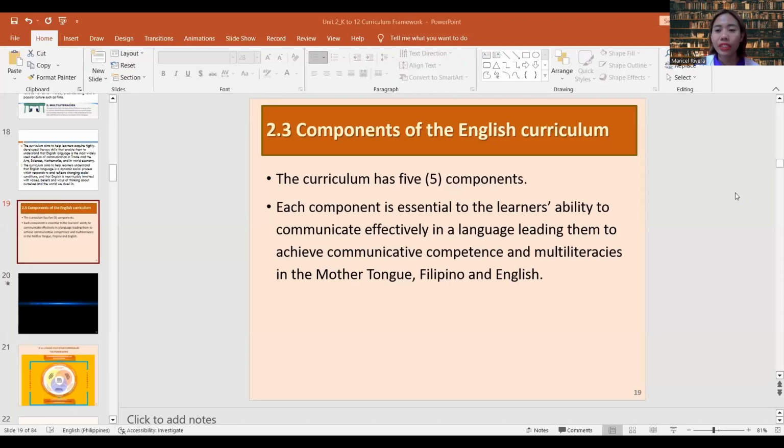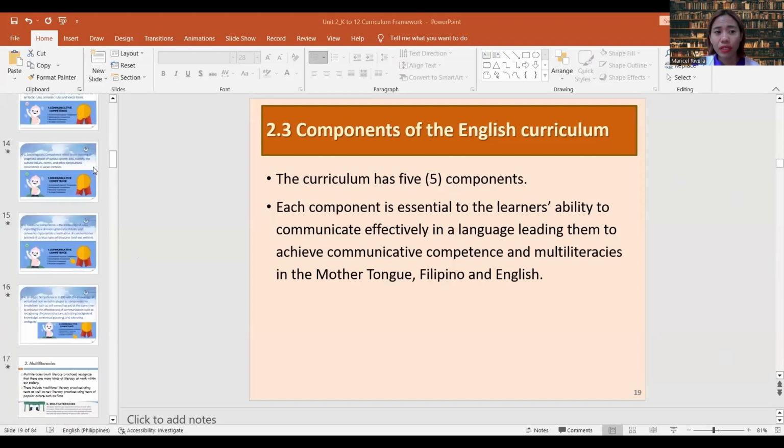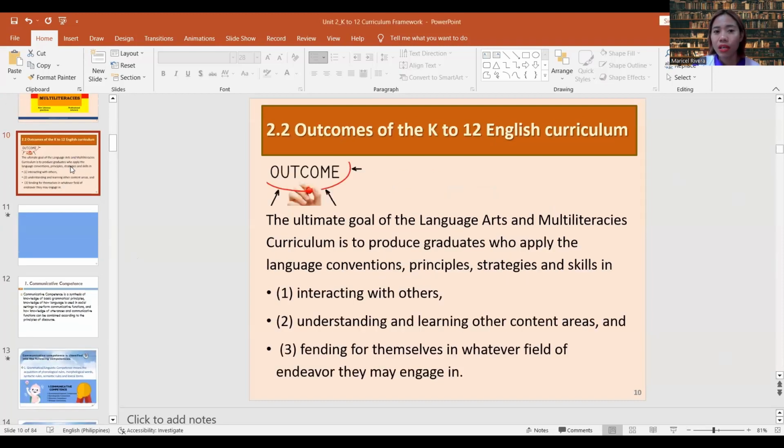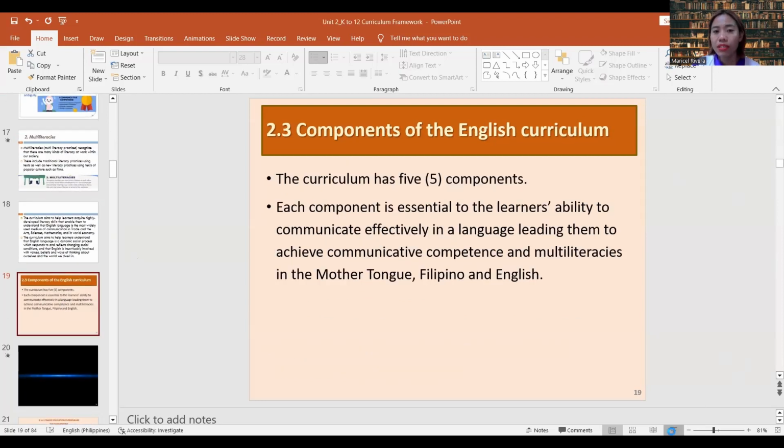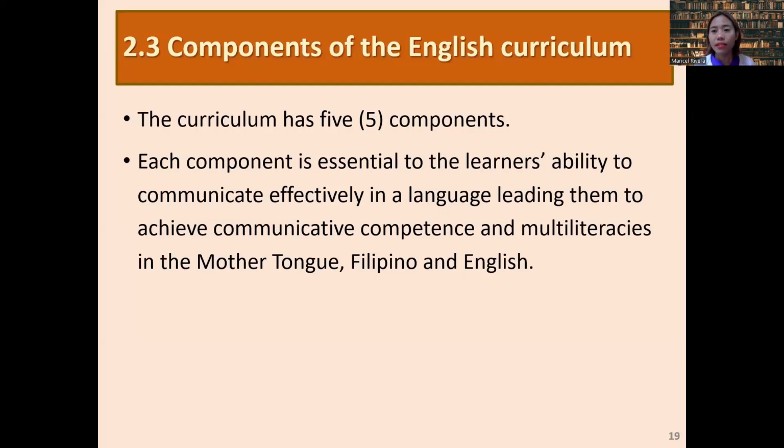Okay, here it is. Our topic for Unit 2, Lesson 3 is the components of the English curriculum. Of course, this is under the K-12 curriculum of the Philippines. In the previous lesson, we were talking about the outcomes of the K-12 English curriculum. And during this time, we'll discuss the components of the English curriculum. This lesson is a bit long. It's actually the longest among the lessons under Unit 2. So it will take us time to explore this topic.